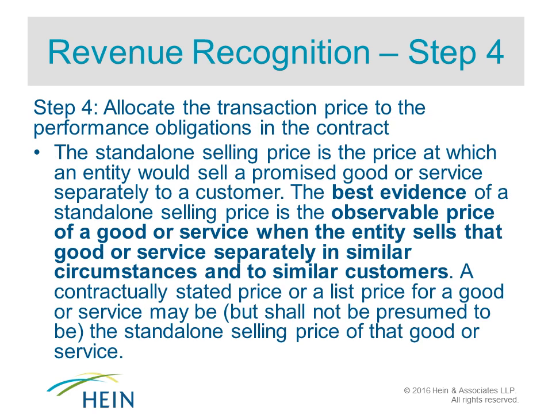So what is standalone selling price? It is the price at which an entity would sell a promised good or service separately to a customer. The best evidence of a standalone selling price is the observable price of a good or service when the entity sells that good or service separately in similar circumstances and to similar customers. A contractually stated price or a list price for a good or service is certainly a consideration, but it can't be presumed to be the standalone selling price of the good or service on its own.